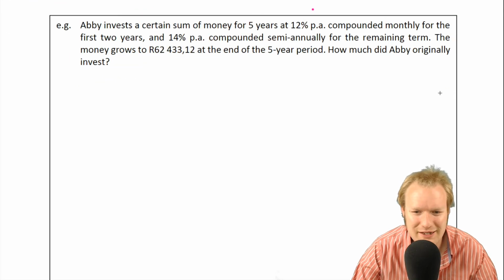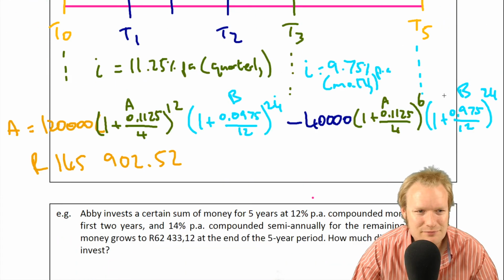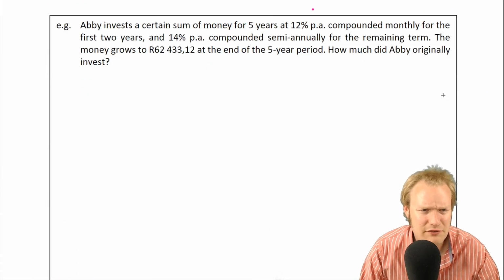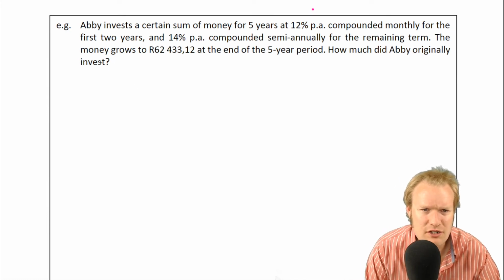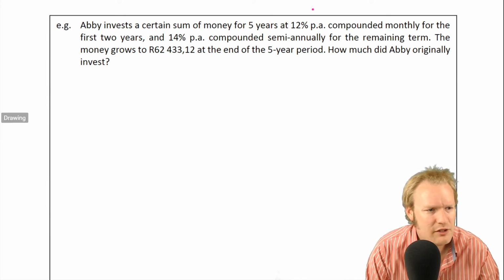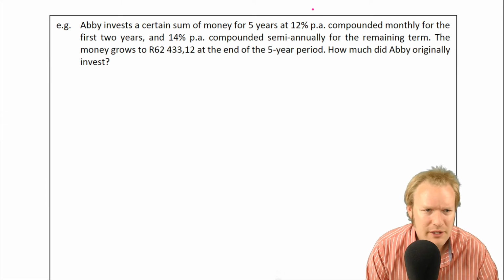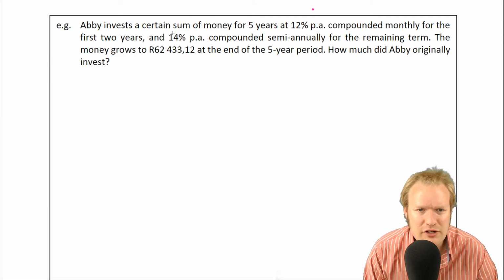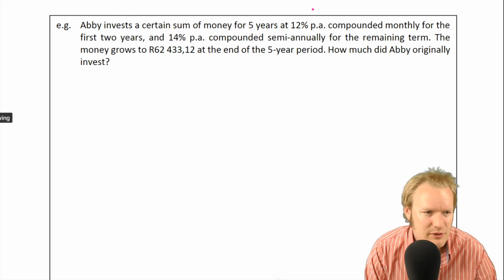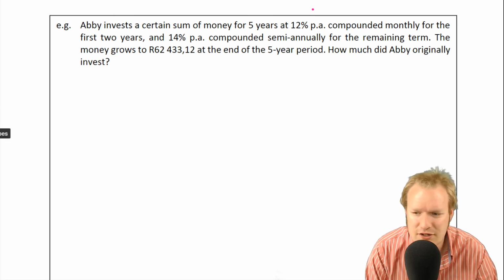Somebody a name. Abby's investing money. You know what? We're on a roll. Let's do it in this video. Abby invests a certain sum of money. Okay. And it's compounded monthly. Interest rate seems to change. The money grows. Okay, so we're going to need a timeline at our disposal here. Let's draw our timeline.